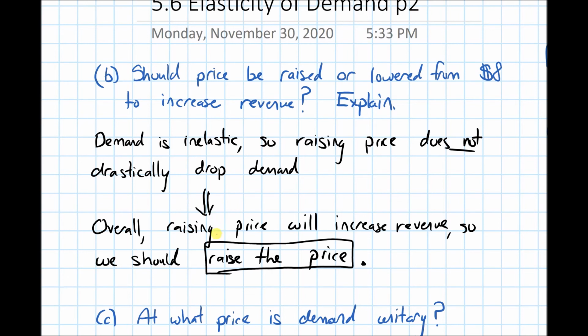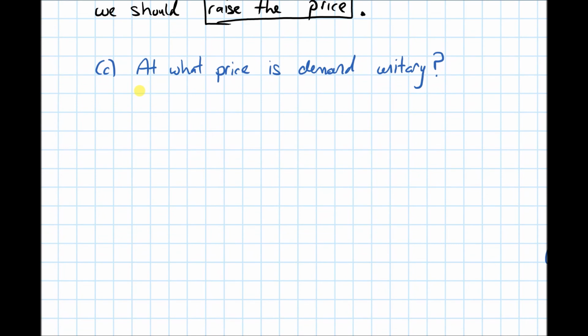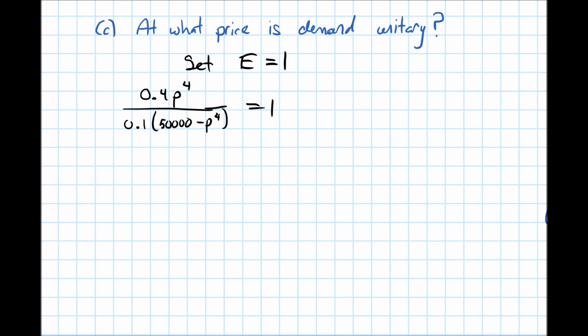This asks, at what price is the demand unitary? So it's unitary when E, the elasticity, equals 1. So let's set it equal to 1. The elasticity was 0.4 p to the fourth divided by 0.1 times (50,000 minus p to the fourth). So let's set that equal to 1. And now I can multiply both sides by this denominator and get 0.4 p to the fourth on the left, and 0.1 times (50,000 minus p to the fourth) on the right.